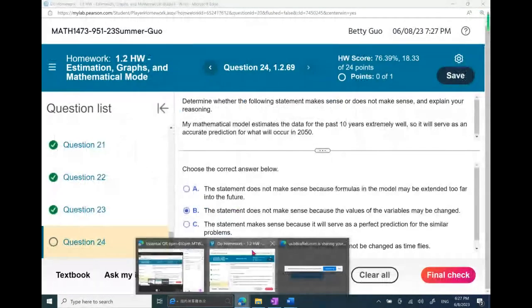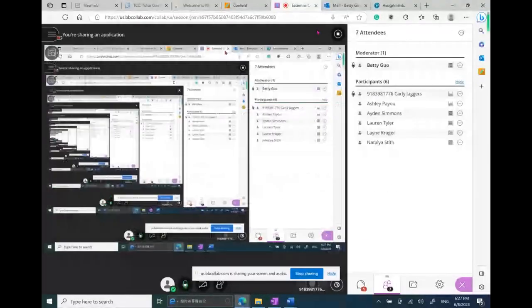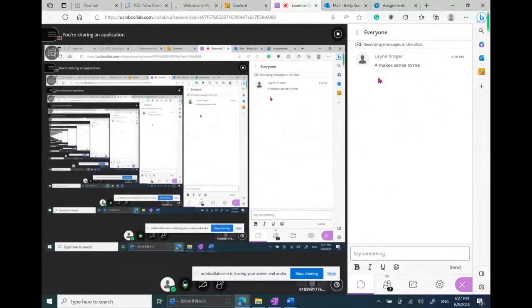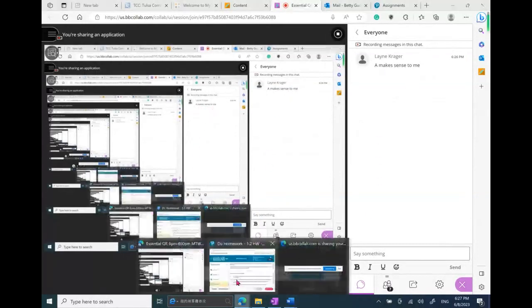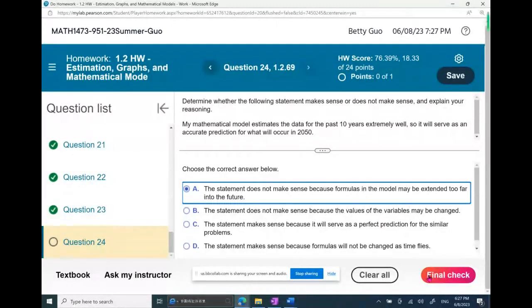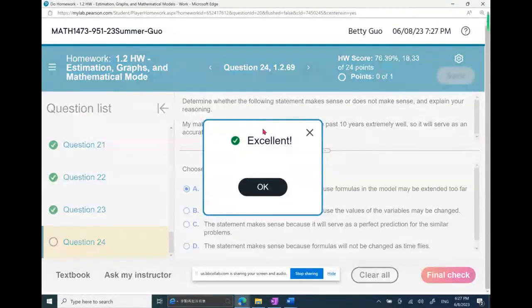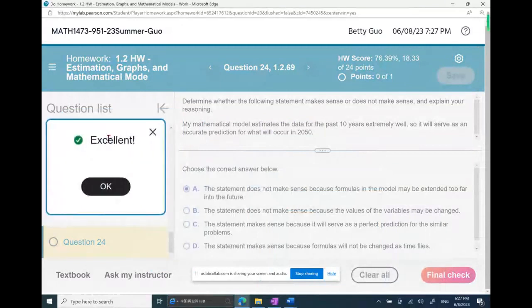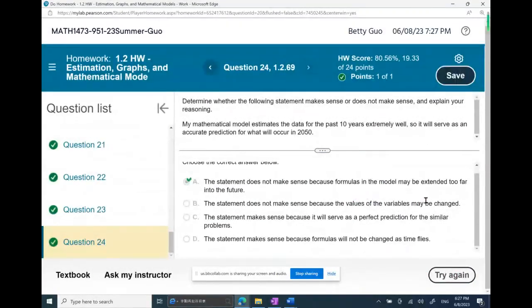Then let me see your feedback. A makes sense. Okay. Let's try A. Let's try A. Maybe it's missing a word. What do you think? I think it's missing a word. It doesn't make sense because formulas in the model may not be extended too far into the future, right? All right, I think it is missing a word.